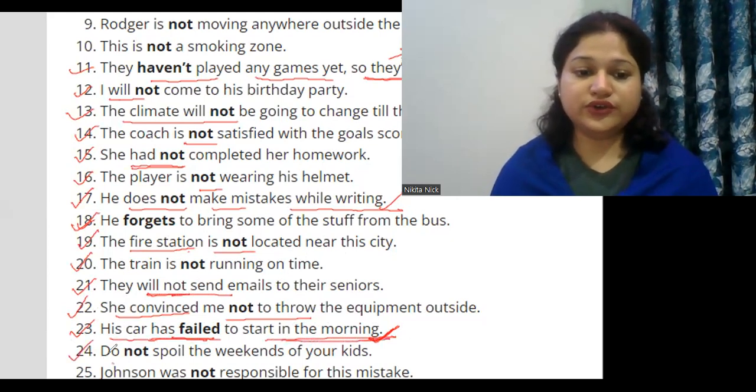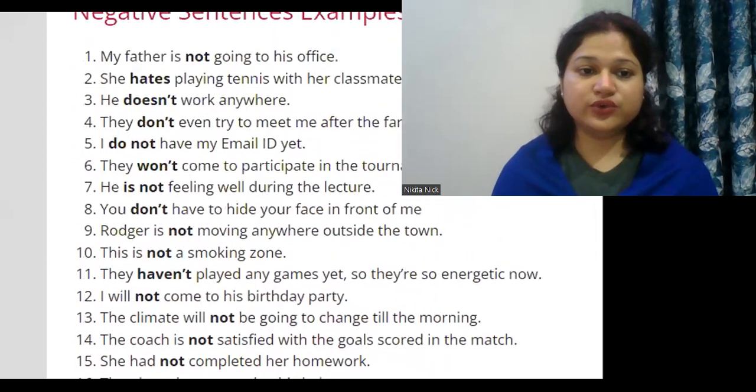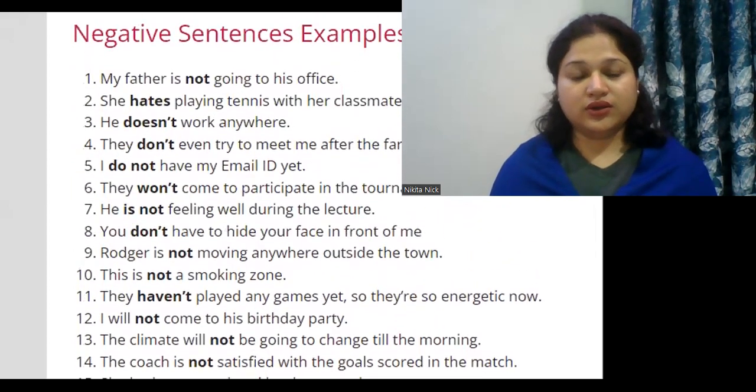Number 24, do not spoil the weekends of your kids. Number 25, Johnson was not responsible for his mistake. Hope you have understood the format of negative sentences used in daily life.